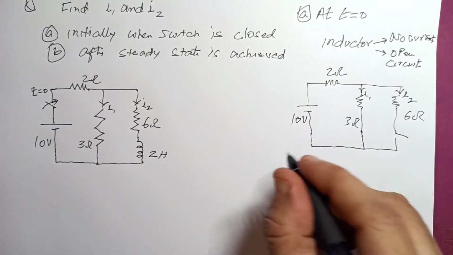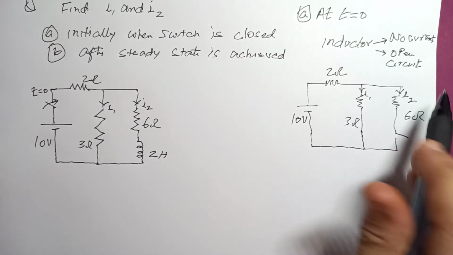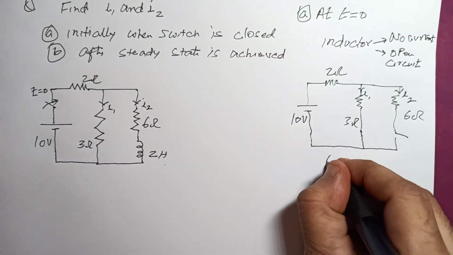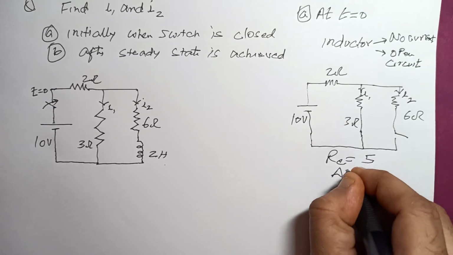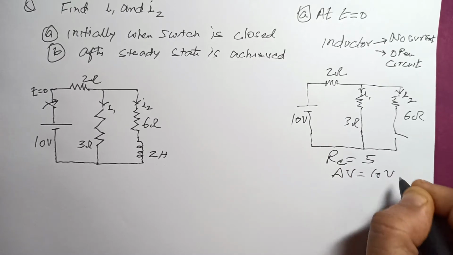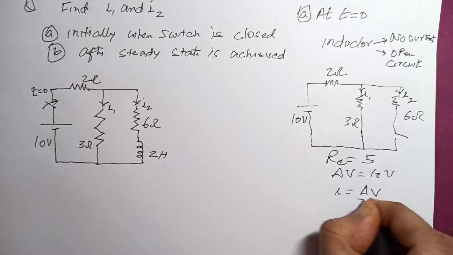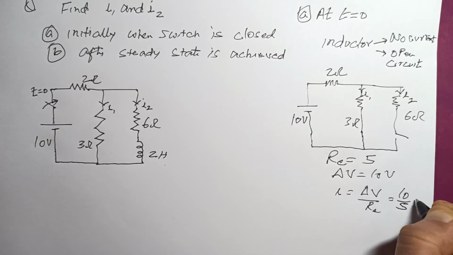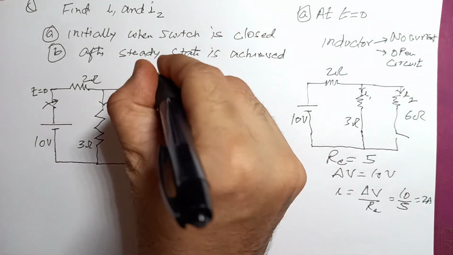Now, the total, if you see the resistance, because this is open, so this mesh is useless. You can just remove it. So, effective resistance is 5 and delta V is equal to 10 volts. So, I can say I is equal to delta V by R effective, which is 2 ampere.